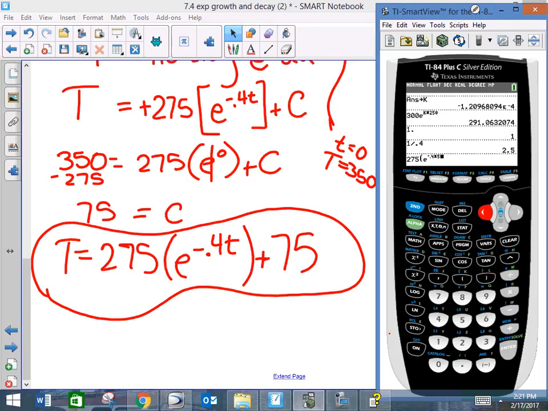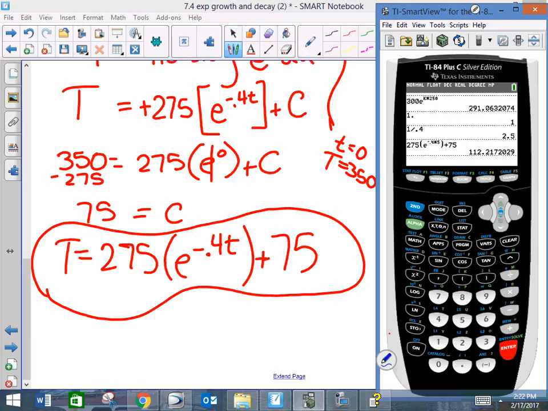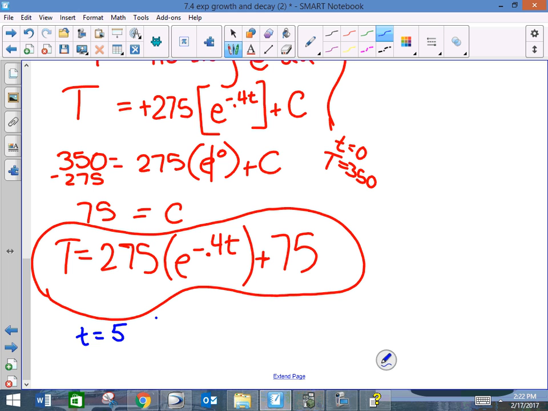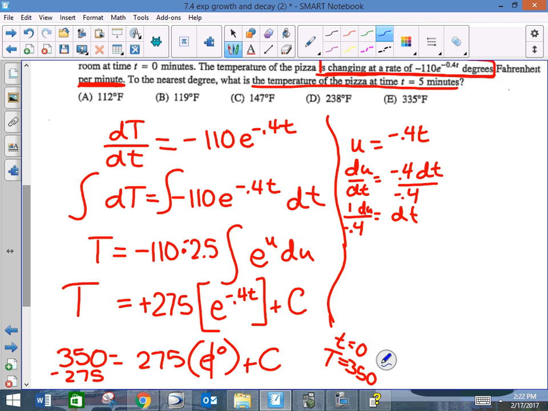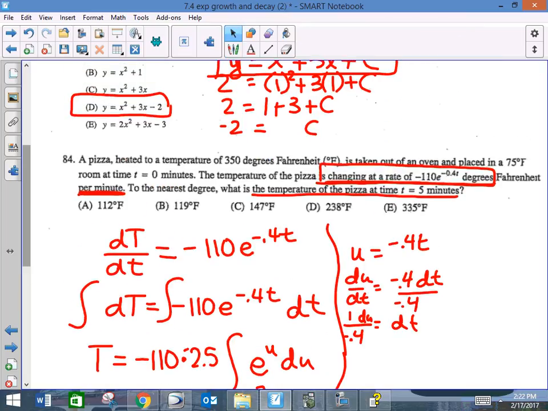Wait, so I agree. Can I ask a question? Okay, so is it reasonable to assume, without solving for the C, that this 75 is going to be that initial condition, like, is going to be your C? Because it's the room temperature, so you're going to have to add 75 to it? Seems reasonable.